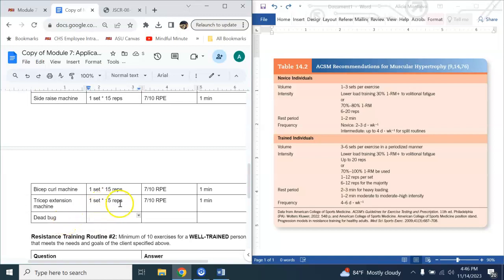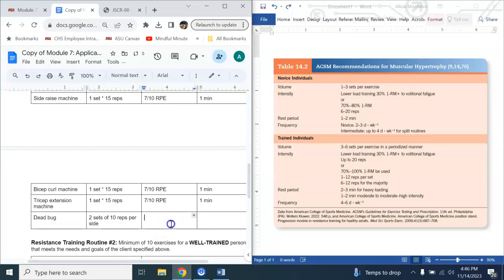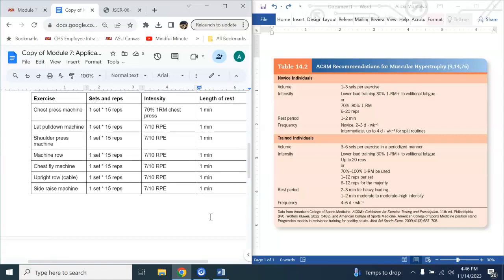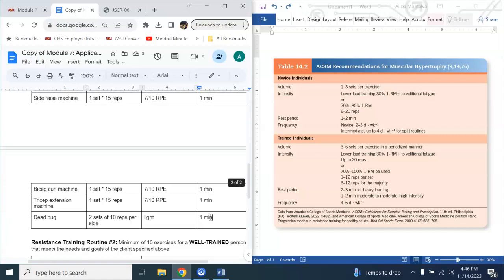I can do 2 sets of 10 reps per side. I'm just going to do it light because I'm going to do it unweighted. I don't really need to. I mean, I could put rest here before they go to the cool down, but now I've got my 10 exercises here. Okay. Please do not copy this.